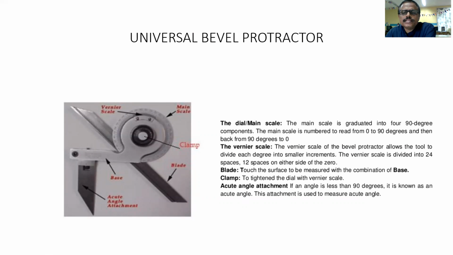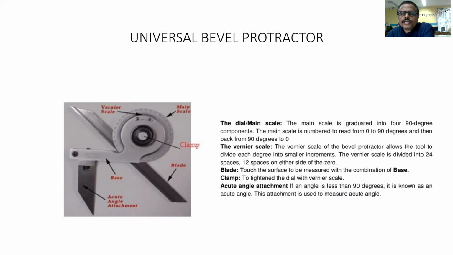The main scale is numbered to read 0 to 90 degrees and then back from 90 degrees to 0 degrees. Then there is the vernier scale. You can see that here. This is the vernier scale. What is this vernier scale? We have already seen.